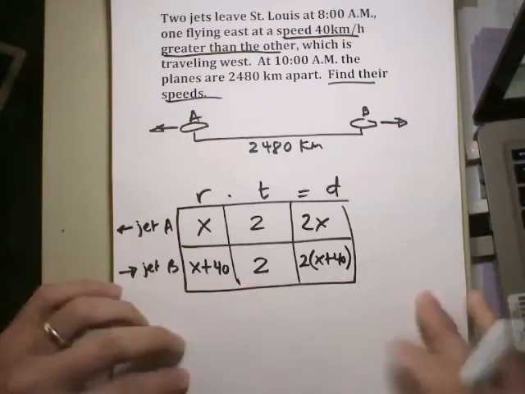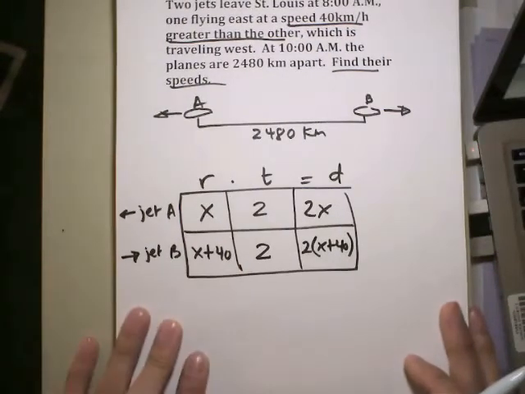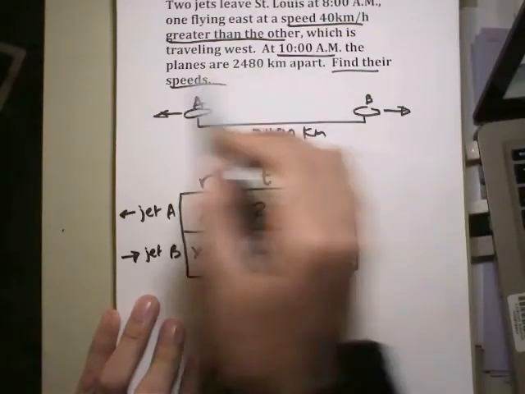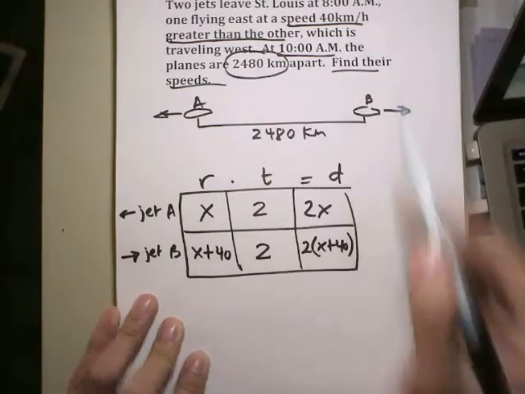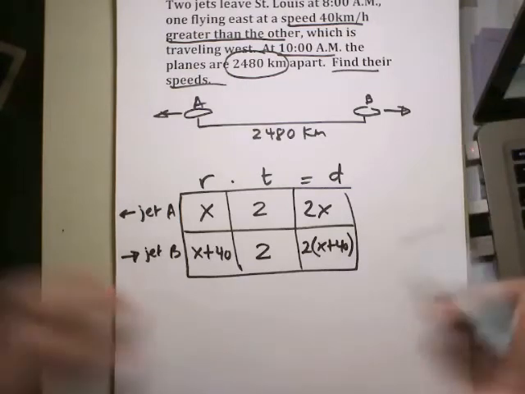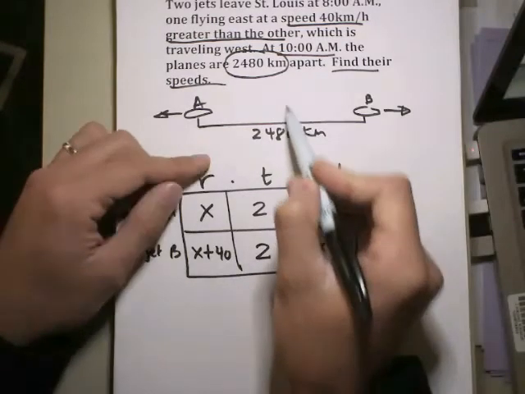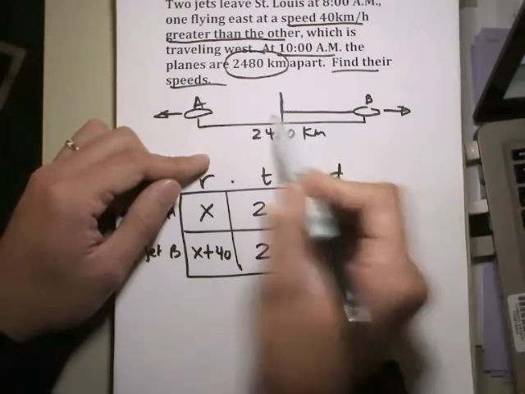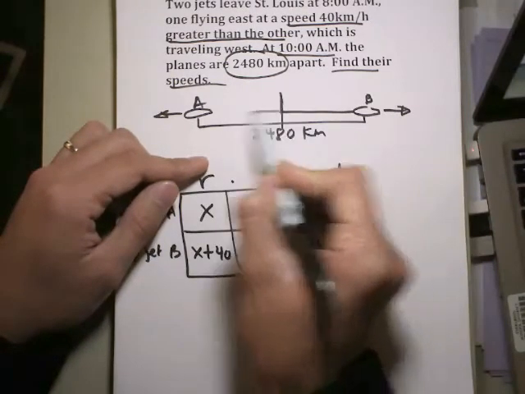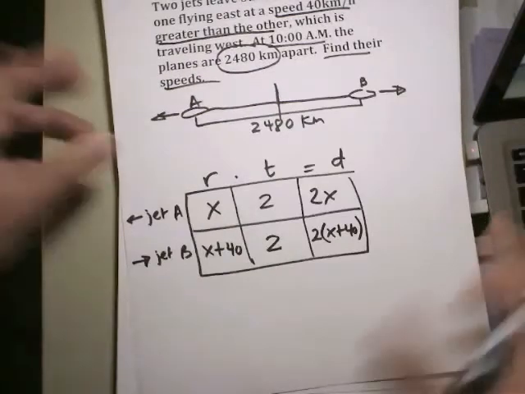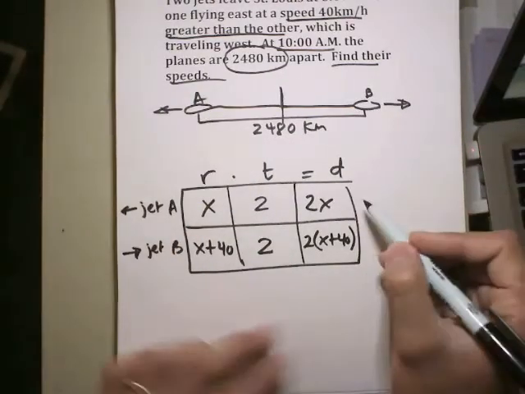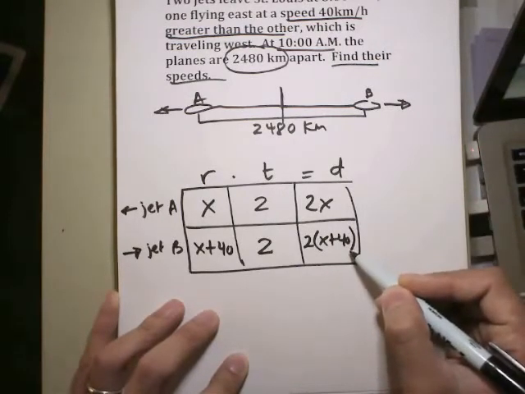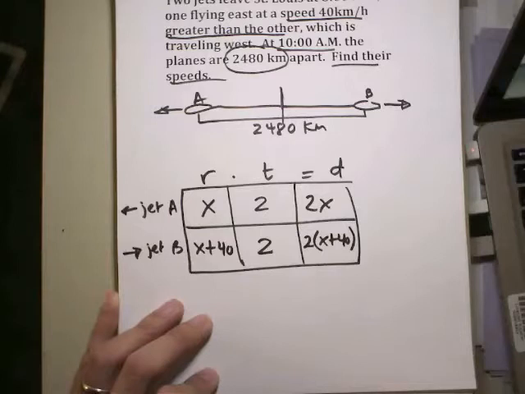Now we can just focus on this last part. It says right here that at 10 a.m. the planes are 2,480 kilometers apart. That means the total distance traveled from both planes. If this is the distance traveled for jet B, and this is the distance traveled from jet A, we need to add the two together to get the total, right? So in other words, the distance of jet A plus the distance of jet B will give us a total of 2,480 kilometers.